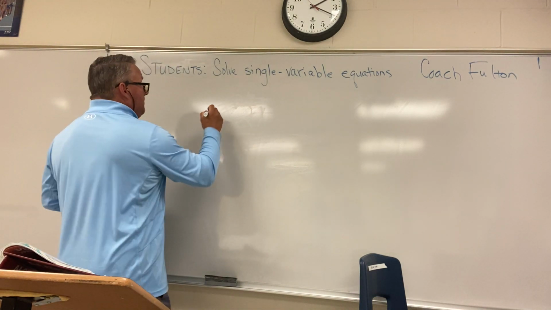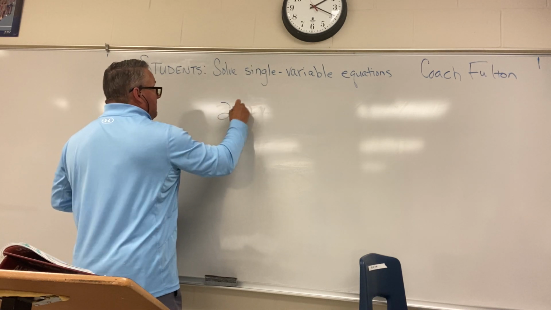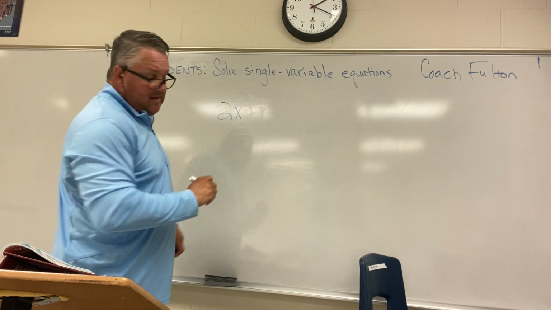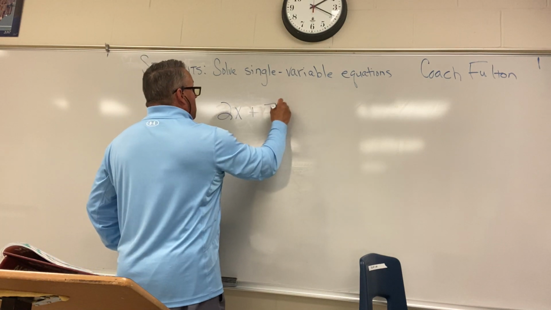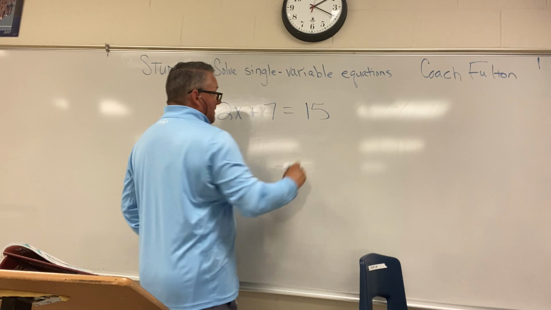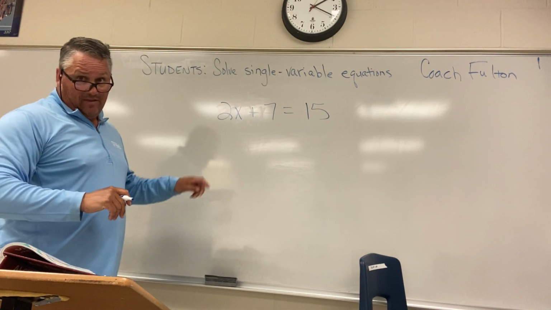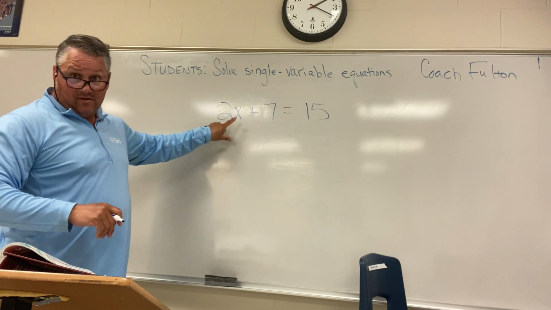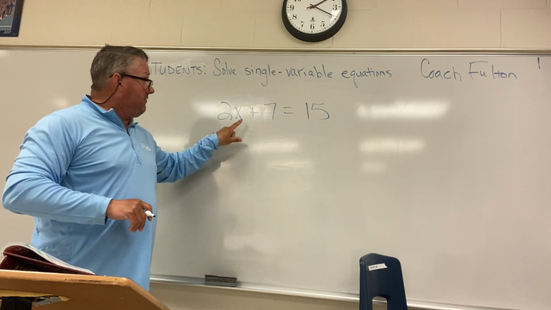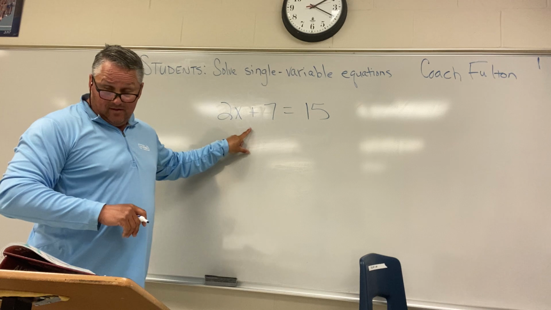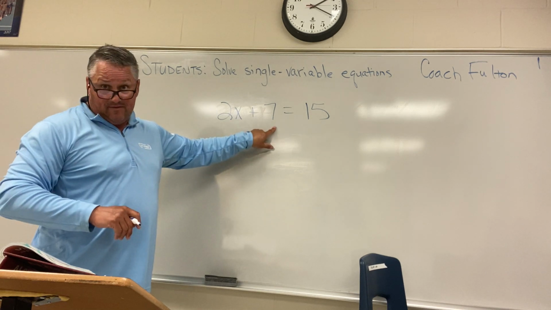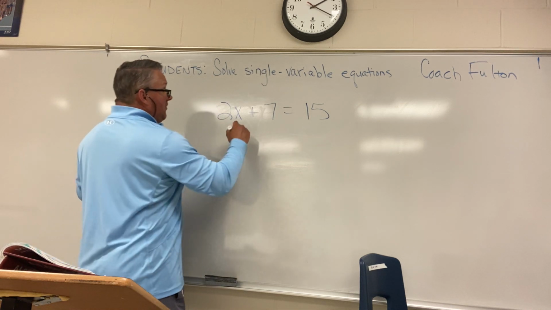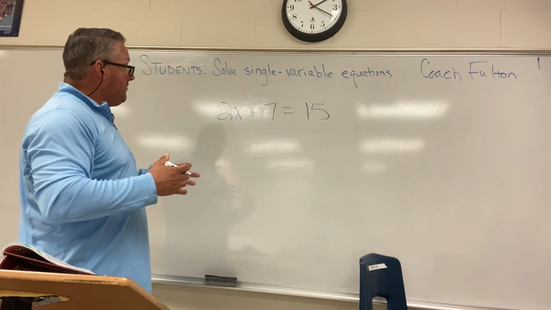Let's try another one. 2x plus 7 equals 15. If you remember, in math, we could have like terms. I know that's kind of hard to see because of the gloss of the reflection of those lights above me. But that reads 2x plus 7 equals 15. So we're going to combine like terms. Remember what like terms are.